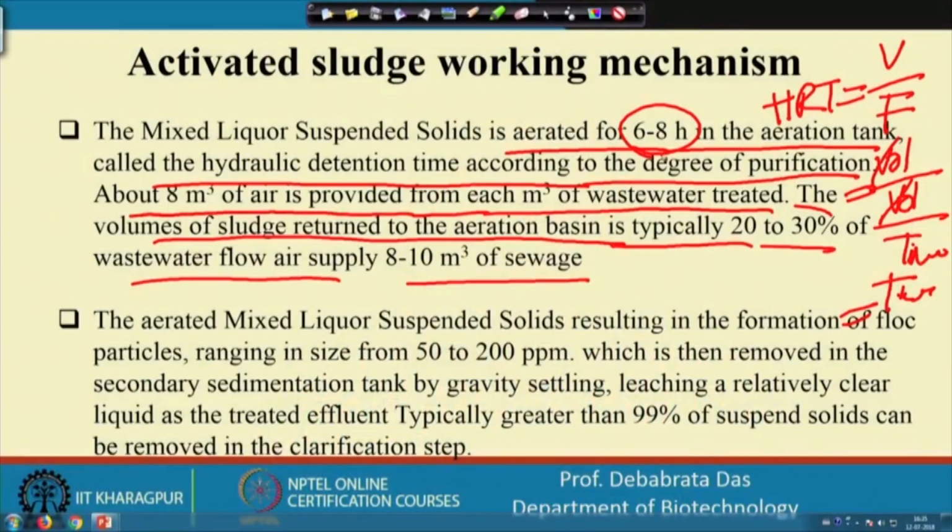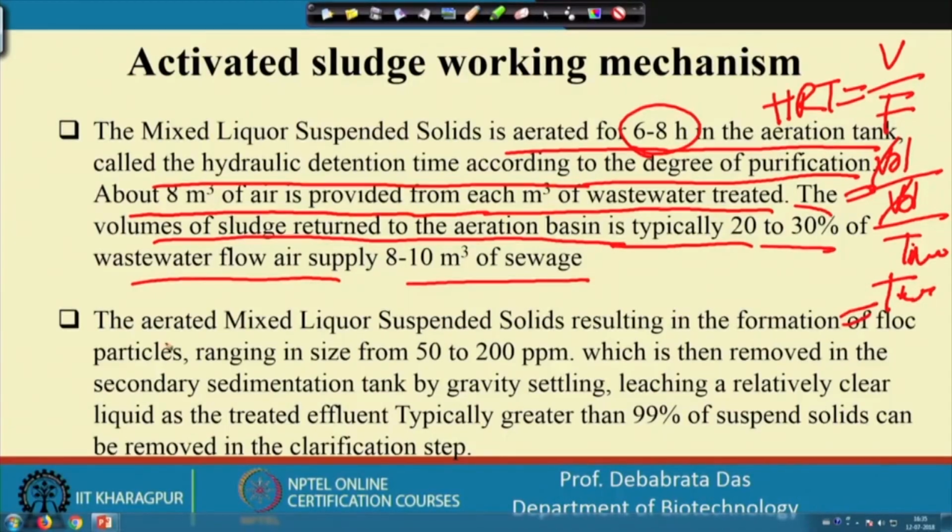Now, here air plays a very important role, because oxygen, as you know, is sparingly soluble in water, and aerobic organisms require oxygen for growth and metabolism, and microorganisms can take only the oxygen which is dissolved in the liquid. They cannot take the oxygen which is present in the air. Am I right? So, that is the major bottleneck of this particular process.